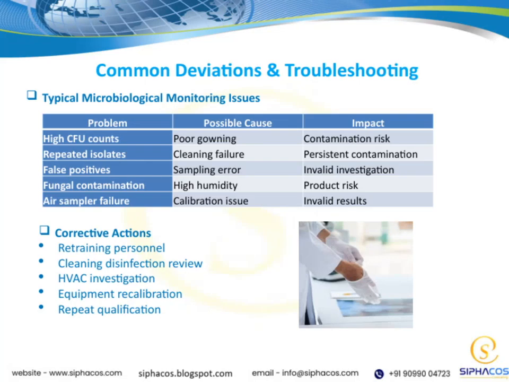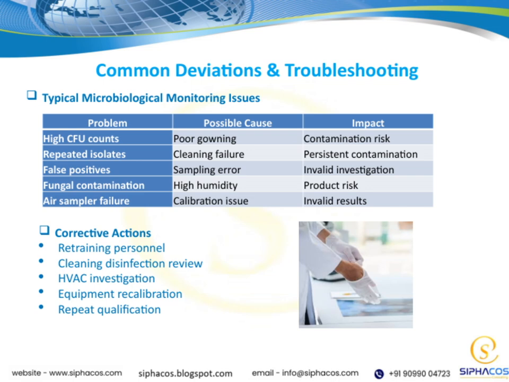When things go wrong in microbiological monitoring, we need a clear plan for corrective actions. That means retraining personnel to fix human errors, reviewing cleaning and disinfection protocols, and investigating HVAC systems to control the environment. Equipment recalibration is key, too, ensuring instruments give accurate readings. Sometimes, we have to repeat qualifications to confirm everything's back on track.